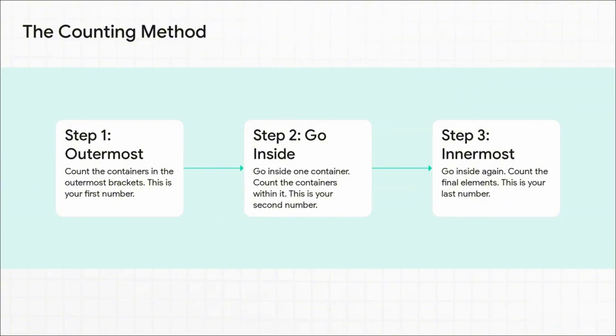Here's exactly how it works. First, find the outermost pair of square brackets. Just count how many items or containers are inside it. That number, that's the very first number of your shape. Then you dive into one of those containers and do it again. Count what's inside it. That's your second number. You just keep doing that until you're down to the individual numbers.